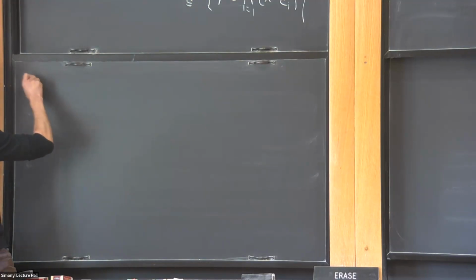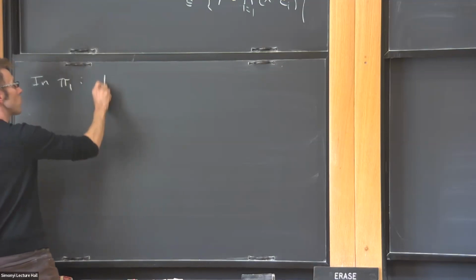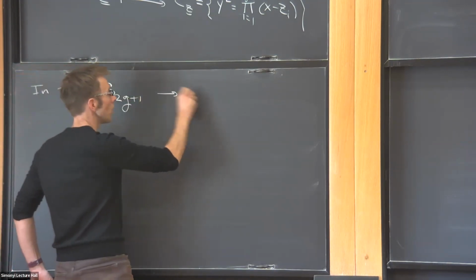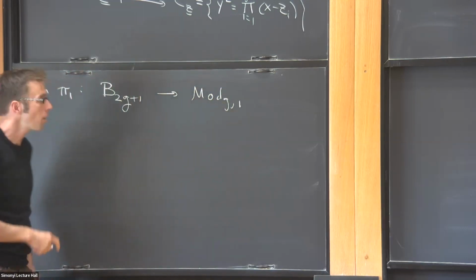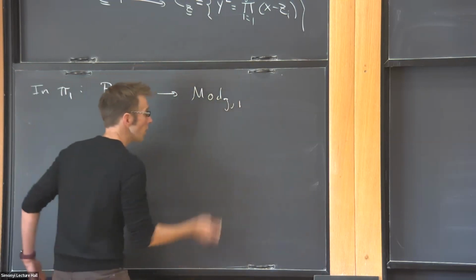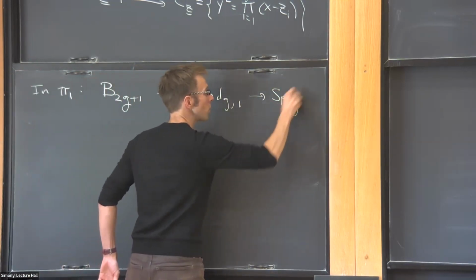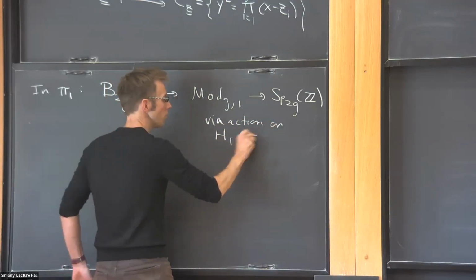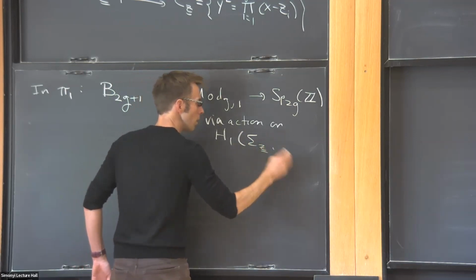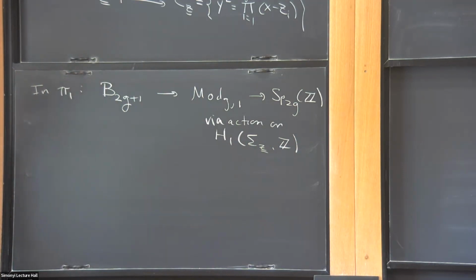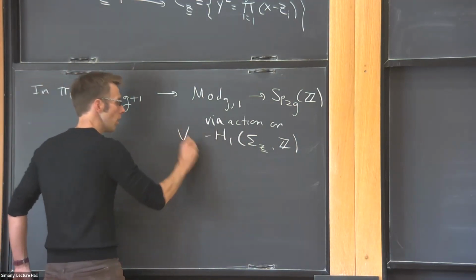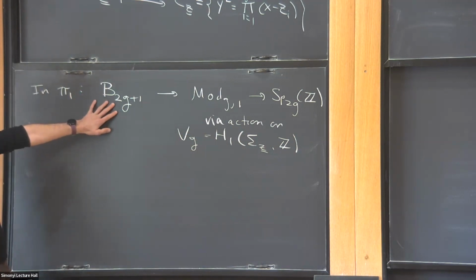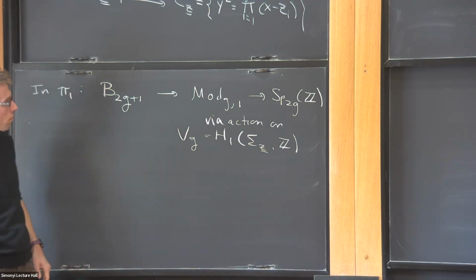As Jordan told us yesterday, the fundamental group of the configuration space is the braid group on 2g plus 1 strands. And the fundamental group of the moduli space is the mapping class group. The mapping class group has a further homomorphism to Sp_2g(Z). This is by the action on the first homology of the curve, which I'm going to write as just V_g. I'll eventually drop the g's. I get a representation of the braid group on this V_g.